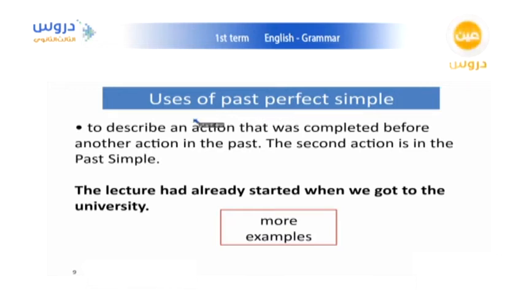Here the uses of the past perfect simple: to describe an action that was completed before another action in the past, and the second action is in the past simple. And here another example. The lecture had already started. Here is had and already started, the verb 3, the past participle for the verb start. The lecture had already started when we got, this is the simple past, to the university. So this is a past perfect.